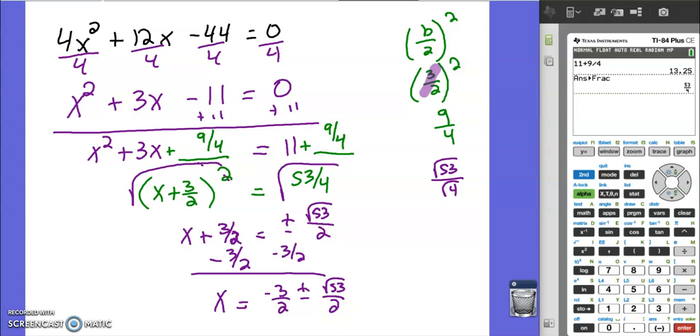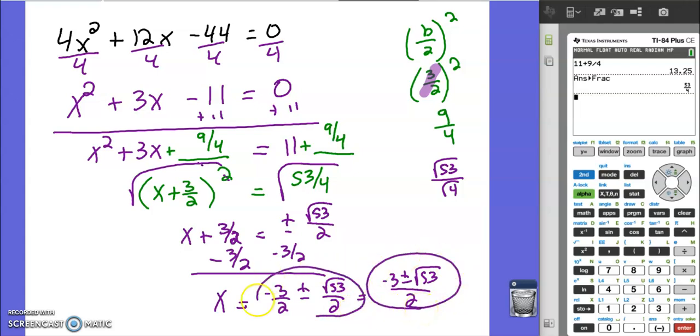And if you wanted to, since they have a common denominator, you could actually combine this together to be one fraction if you wanted to. So that would be one possible answer, or you can write it that way, either way. Those are the exact answers.